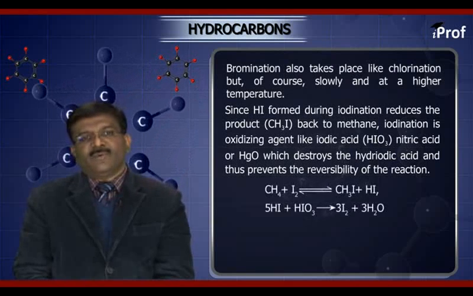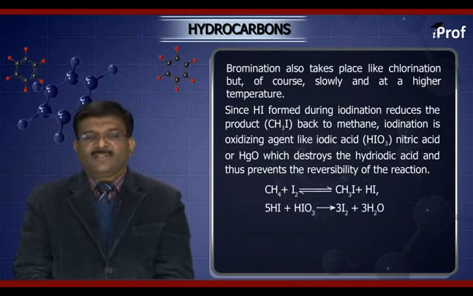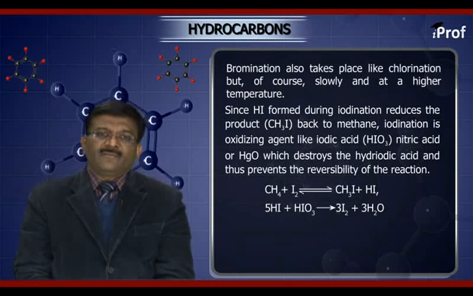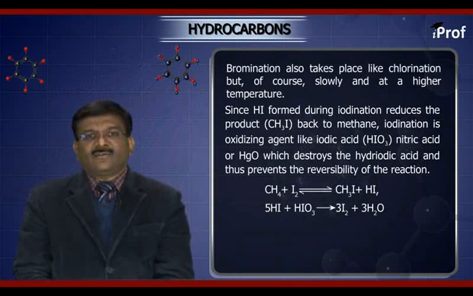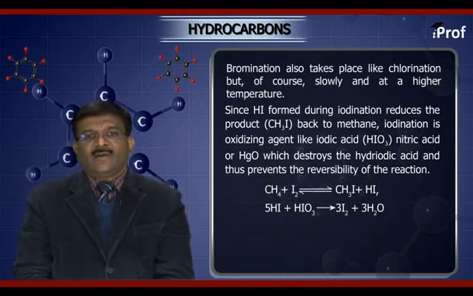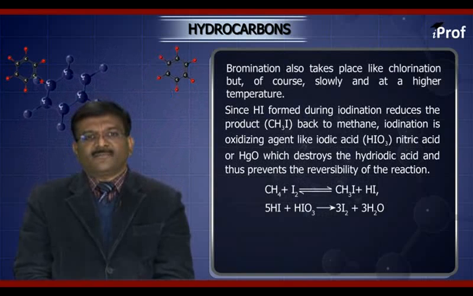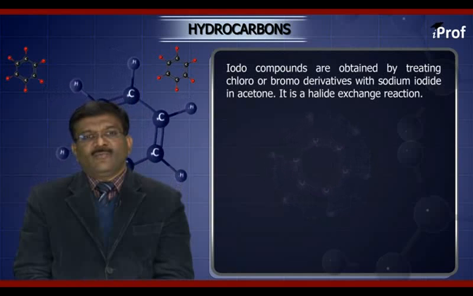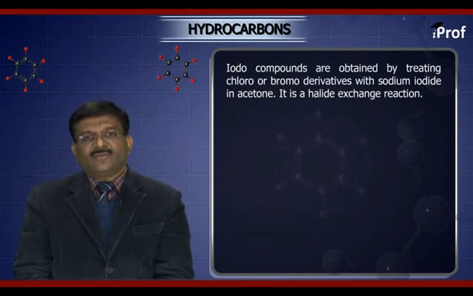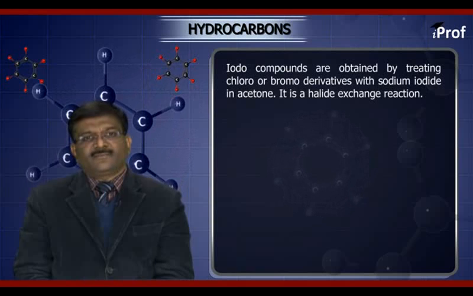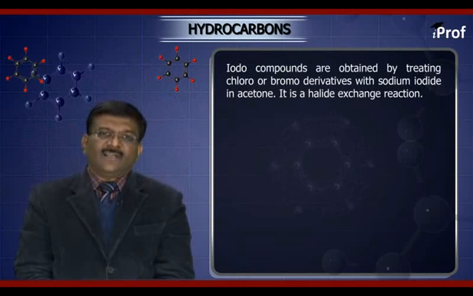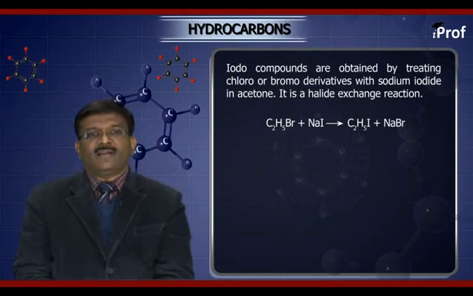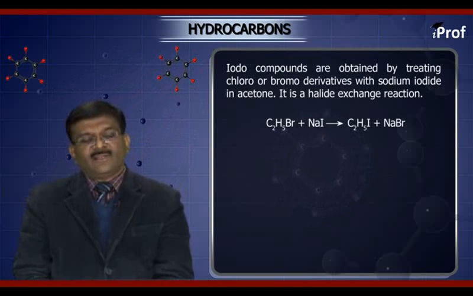The reaction CH4 plus I2 is reversible and forms CH3I plus HI. This HI reacts with HIO3 to give iodine plus water. Iodo compounds are obtained by treating chloro or bromo derivatives with sodium iodide in acetone. It is a halide exchange reaction. The reaction is C2H5Br plus NaI. It gives C2H5I plus NaBr.